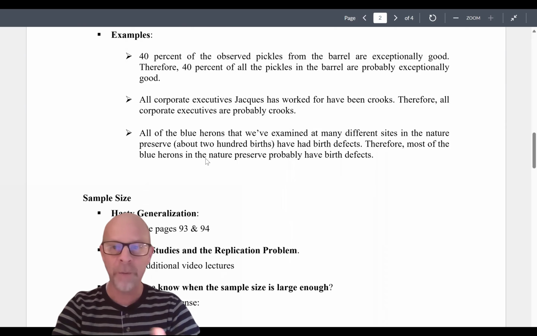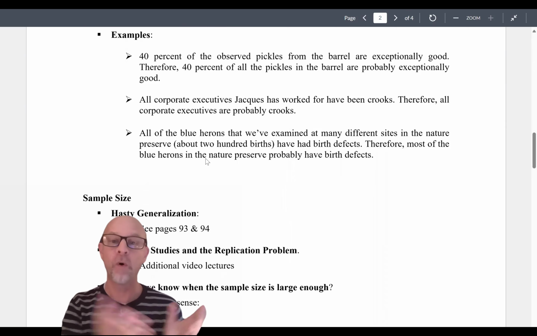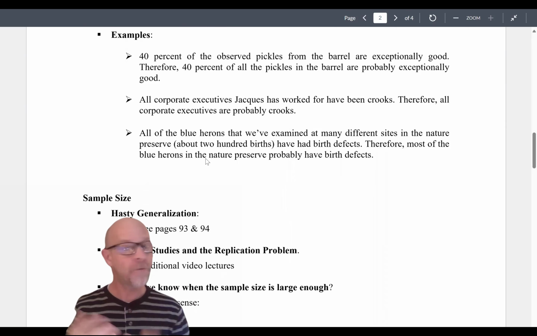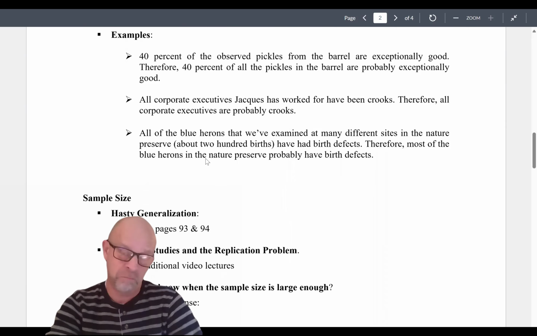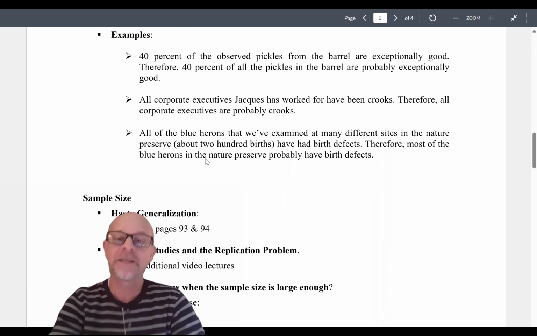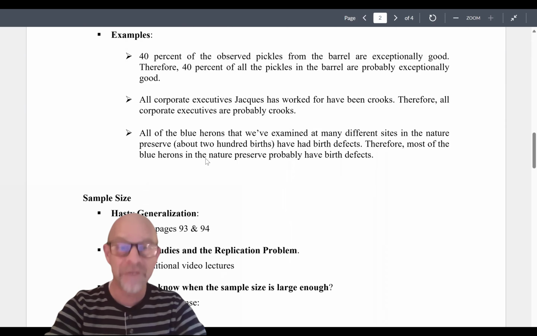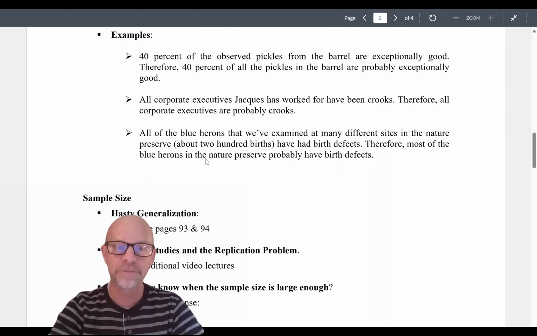And then what is the property? The property here is going to be being exceptionally good, right? So we're saying that, well, 40% of the observed group had this property of being exceptionally good. Therefore, 40% of all of the pickles that happen to be in this barrel do have this property of being exceptionally good. So that's, again, going from the instances that we have observed to the instances that we have not observed, namely all of the pickles, 40% of all of the pickles.